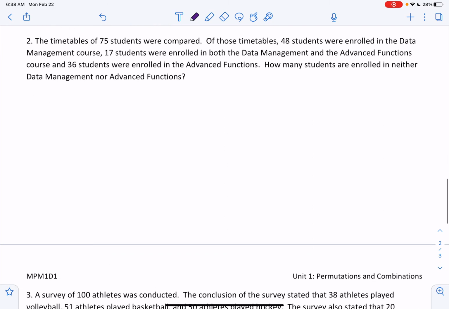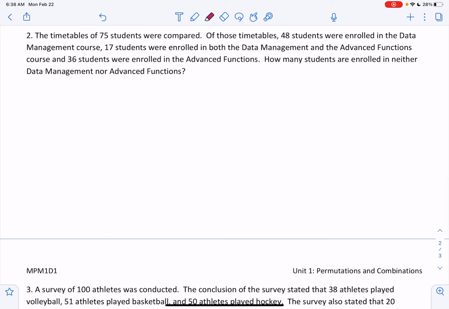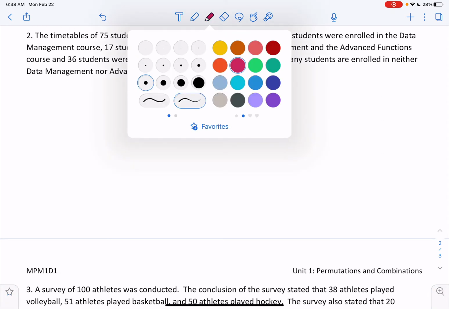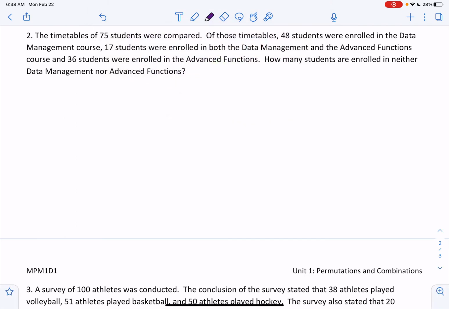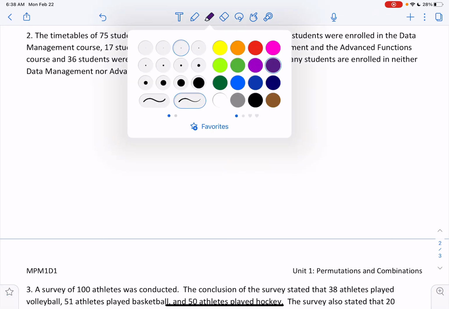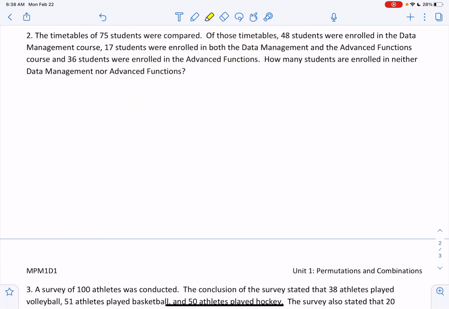Now let's try drawing one of these ourselves. With a lot of these questions, drawing the actual diagram yourself can be very beneficial in understanding how many elements are in each set. So to start, the timetables of 75 students were compared. So we have 75 students total.